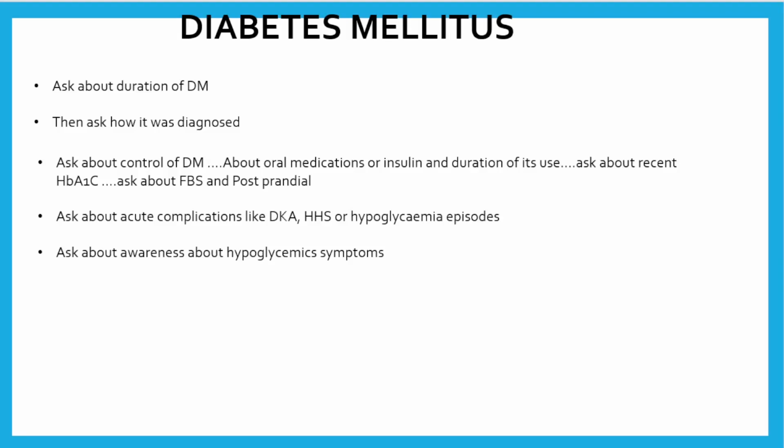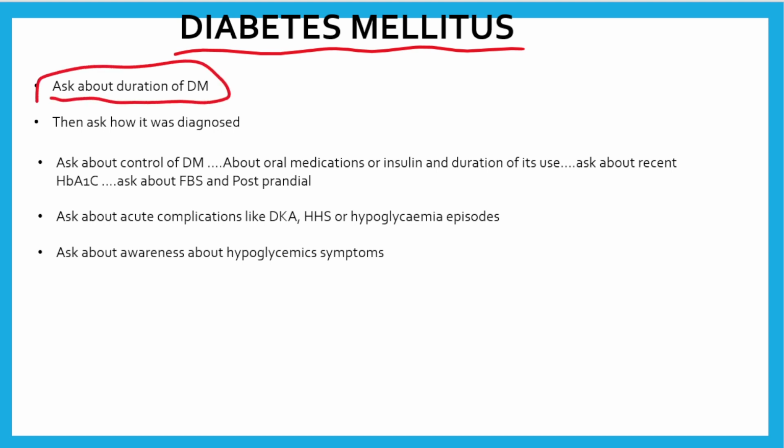Today, our topic is to take history from a patient presenting with diabetes mellitus. So, we'll start with asking about the duration of diabetes. It will help us find out whether the patient is having any chronic complication or not. So, duration is important. Then we will ask how the diabetes was diagnosed.